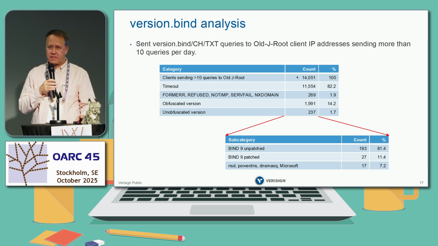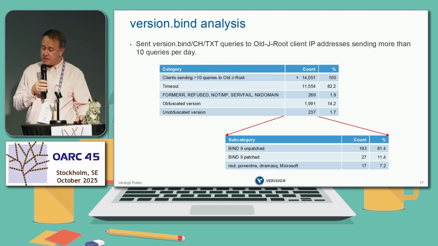About 14% had an obfuscated version string, like, "you can't be serious," or "go away," that kind of stuff. It's very entertaining to read those if you've never done it. But just under 2% had an unobfuscated hostname.bind response. And that's what the subtable breaks down.